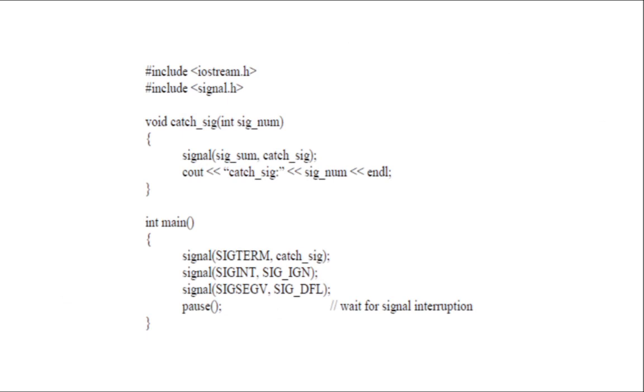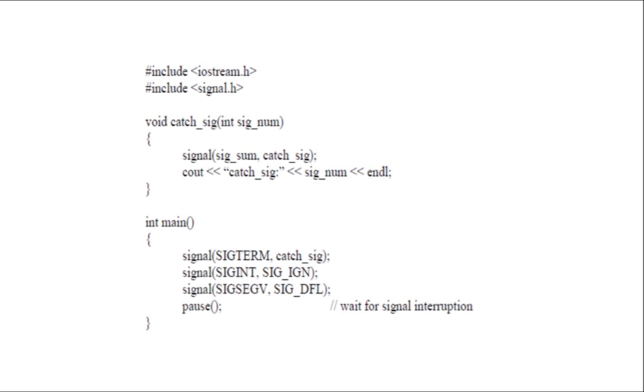Here is a very simple program. Three different signals: SIGTERM, SIGINT, SIGSEGV. First, I'm trying to catch the signal. How? I defined a function here, the catch signal function, and I'm giving the argument signal number there. Based on the signal number, it will try to catch the signal. If it succeeds in catching the signal, it is going to print the caught signal details and also the signal number. Cout is for printing.